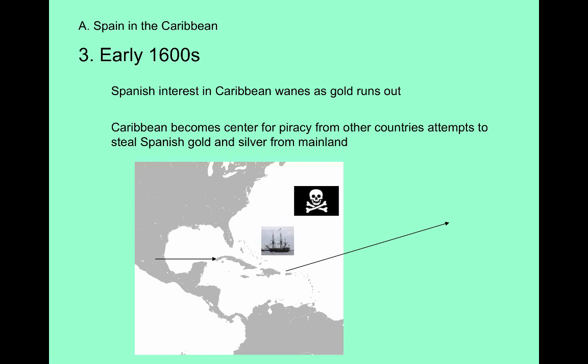So national rivalries. Then when we get into the later 1600s, Spanish interest as far as making money in the Caribbean will be re-energized. What we see here in the later 1600s is that the Spanish realize that they can use the Caribbean's tropical climate to grow sugar. And sugar is a crop that is much desired in Europe. Europe is too far north to grow a lot of sugar.